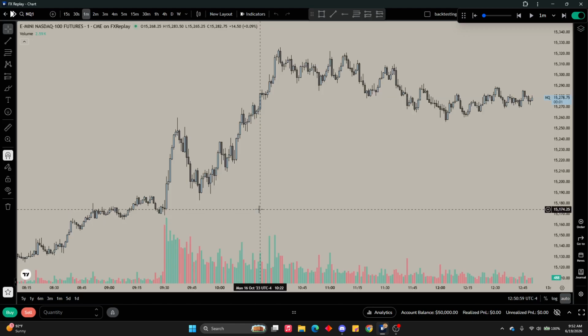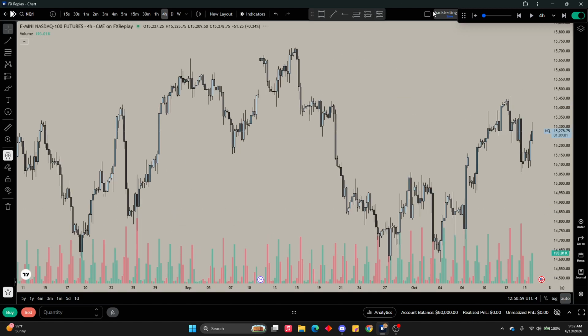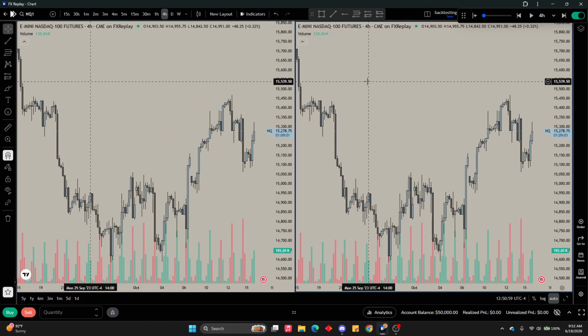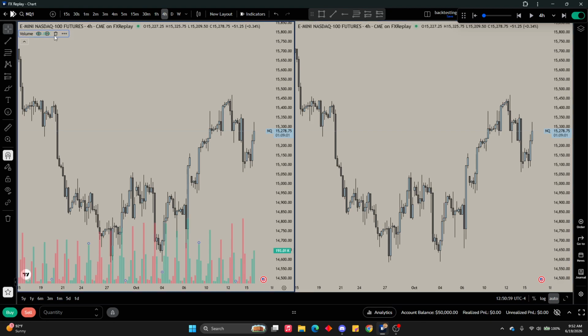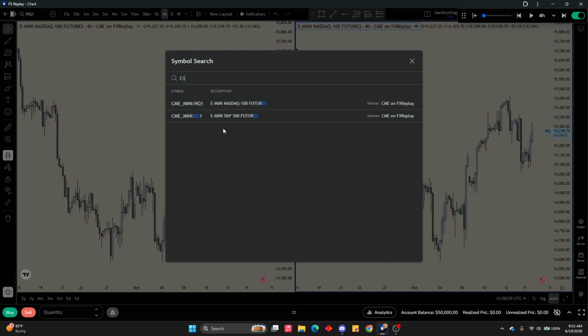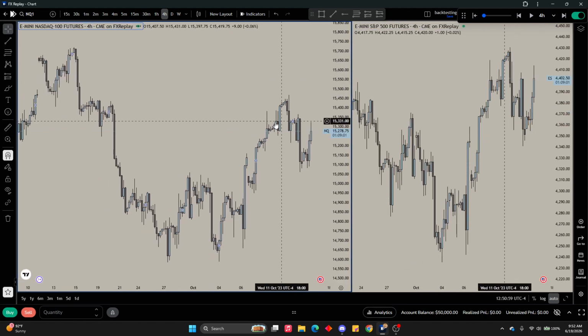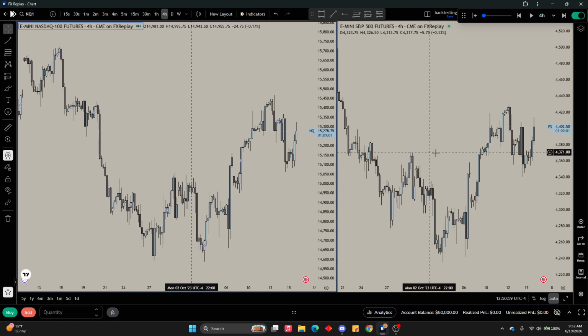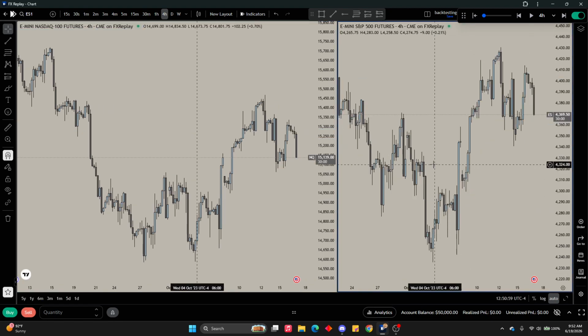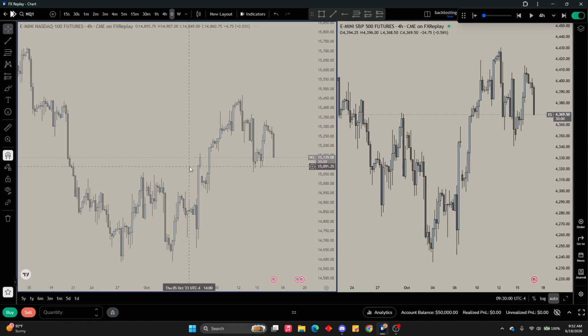All right, so first off, hop on the 4 hour, do this, delete the volume indicator, bang, and bang, NQ on the left, ES on the right. Drag this over a little bit and go to next day open. All right, we are all ready to start up. So what are we doing?